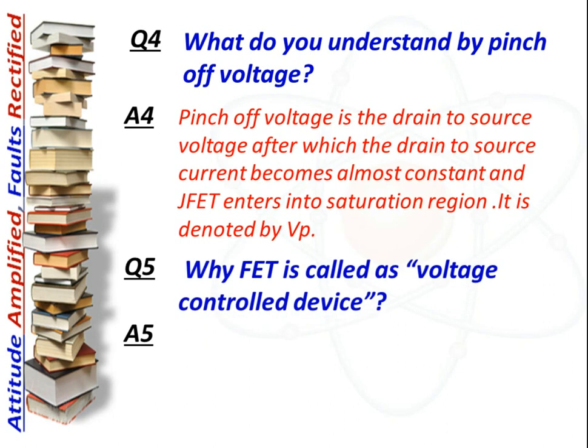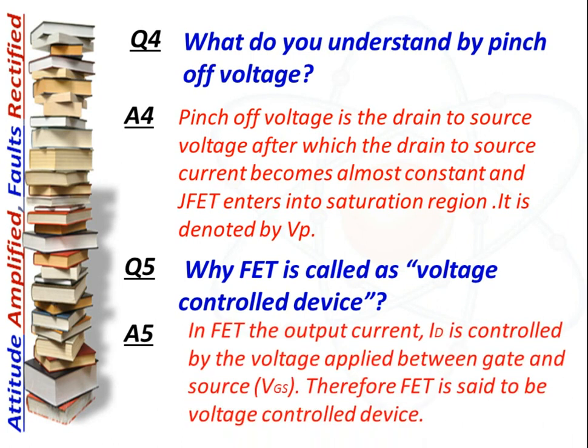Next question. Why is FET called a voltage control device? Answer: in FET the output current ID is controlled by the voltage applied between gate and source. Therefore, FET is said to be a voltage control device.